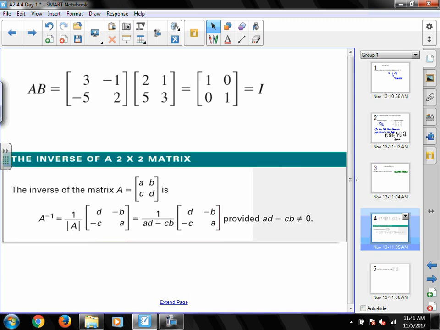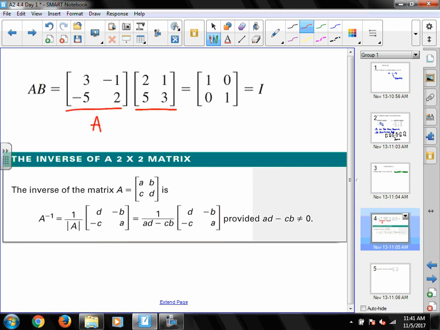So, just to illustrate that here, I've got A times B. So 3, negative 1, negative 5, and 2 multiplied by 2, 1, 5, and 3. This right here, if I'm going to call this A, this is going to be A inverse, or the inverse of A. So we show that by putting a to the -1.